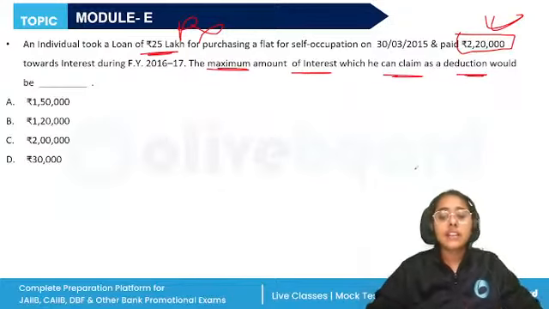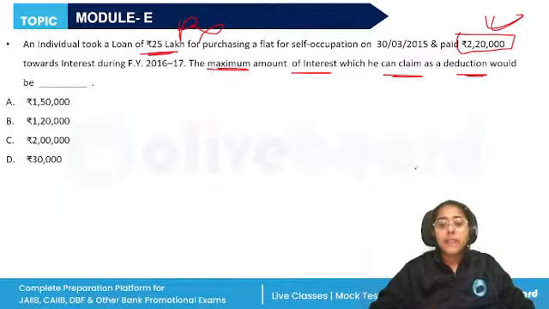So these norms are given, the tax benefits in respect of housing loans. There are deductions on the payment of home loan interest, which is given in section 24. Then the tax deduction on principal repayment, which is given in section 80C, and tax deduction for the first time home buyer, which is given in section 80EE.